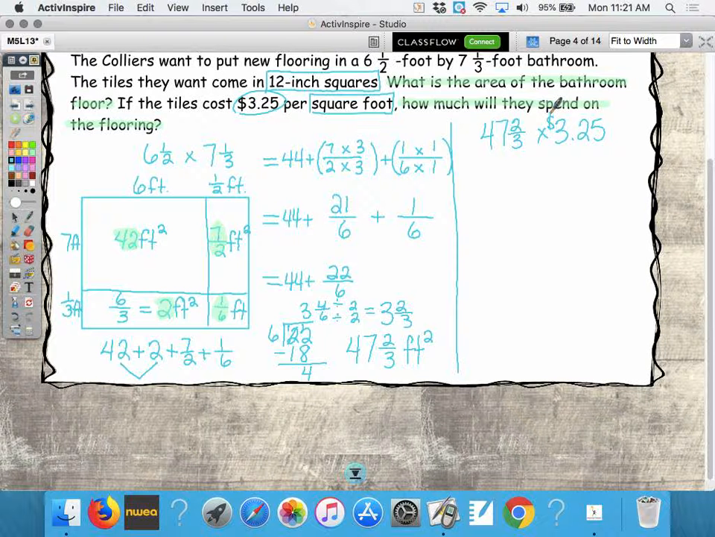So I want you to talk with your table group about this. What are some ideas you have for me? And you can talk with them, okay? What are some ideas you have on how we can multiply this? Because we're not going to use a calculator. So get to talking.